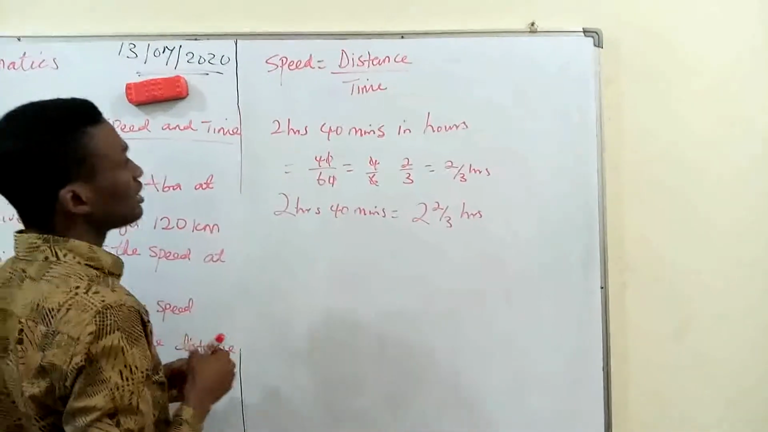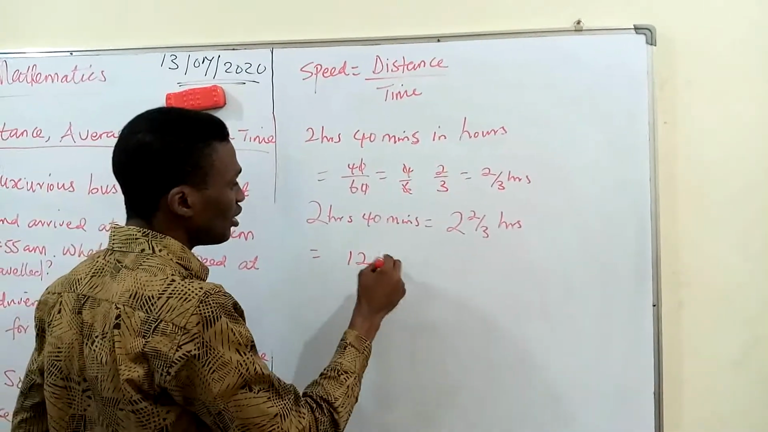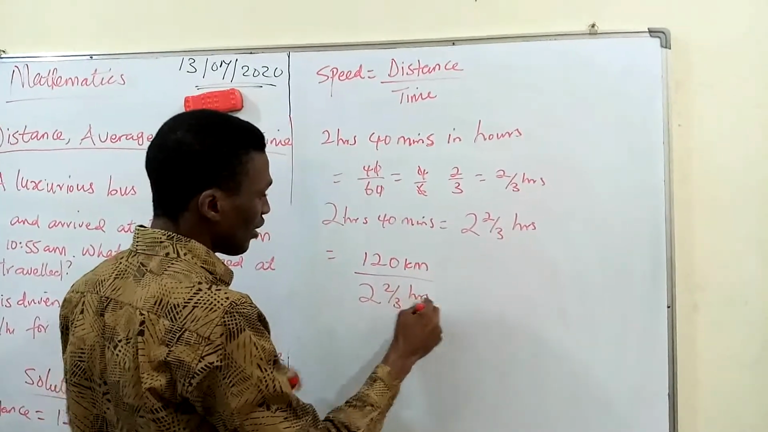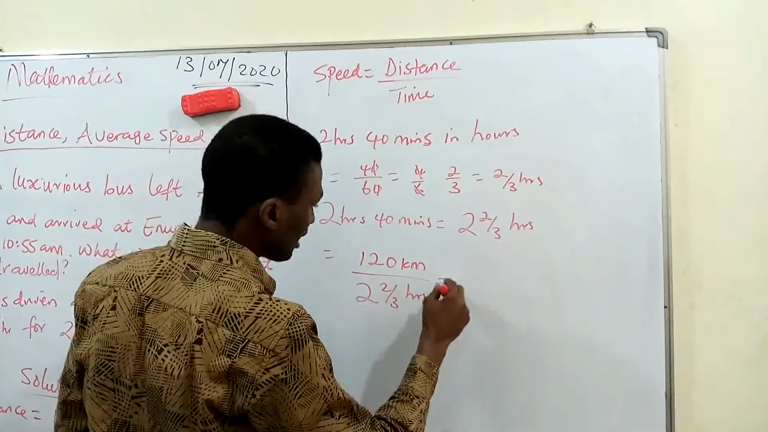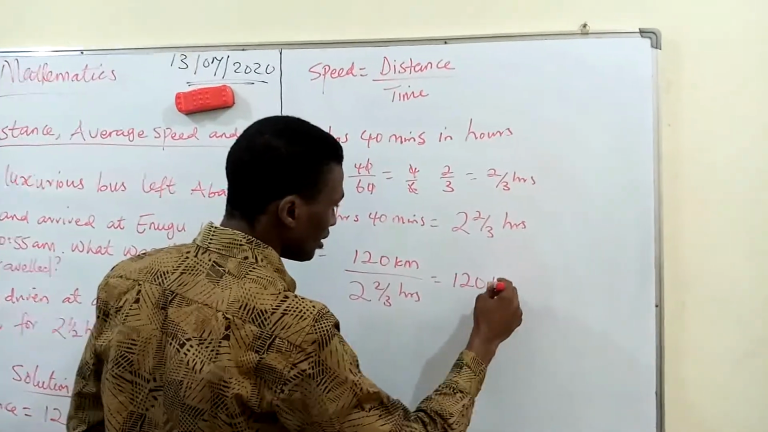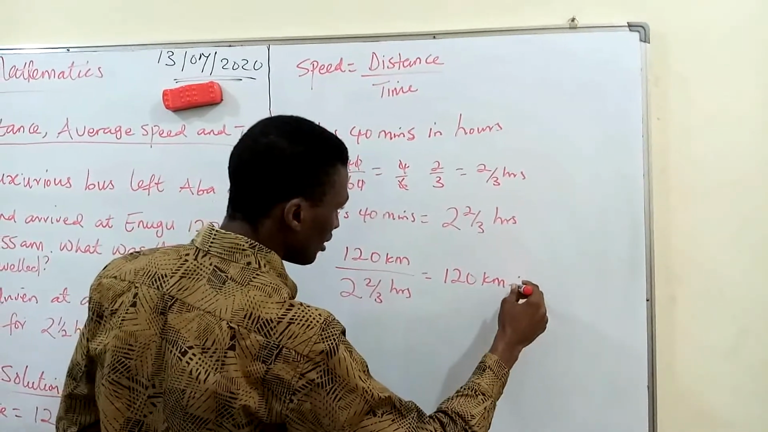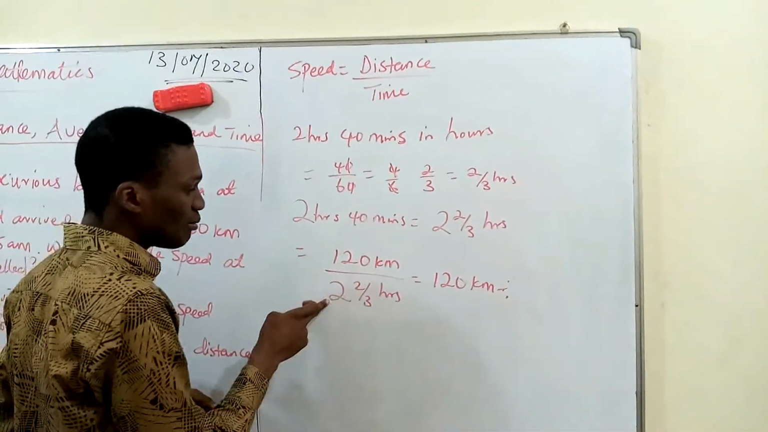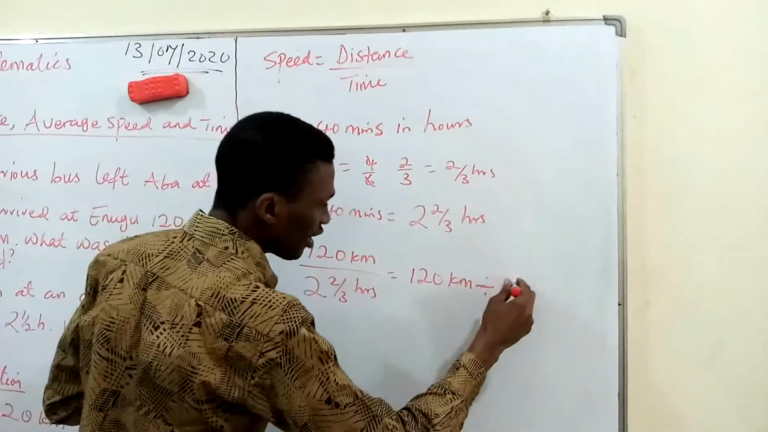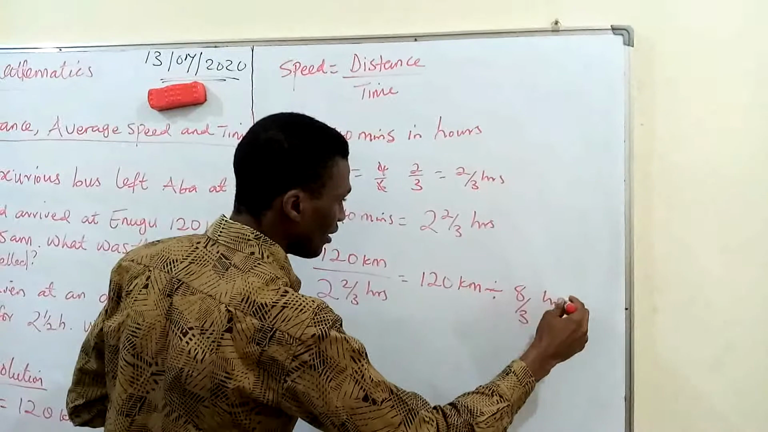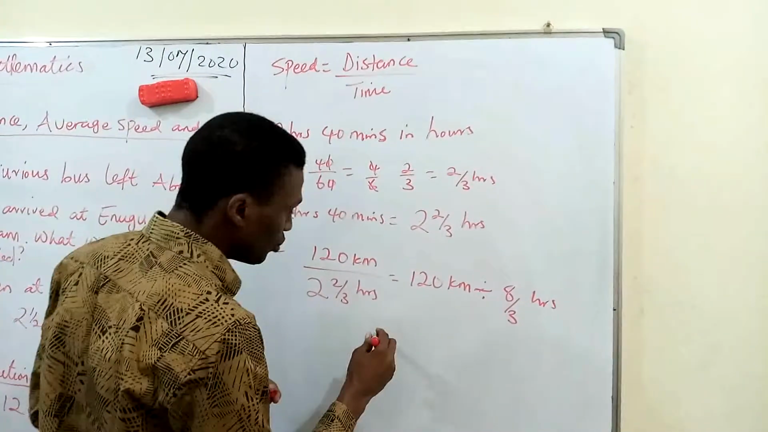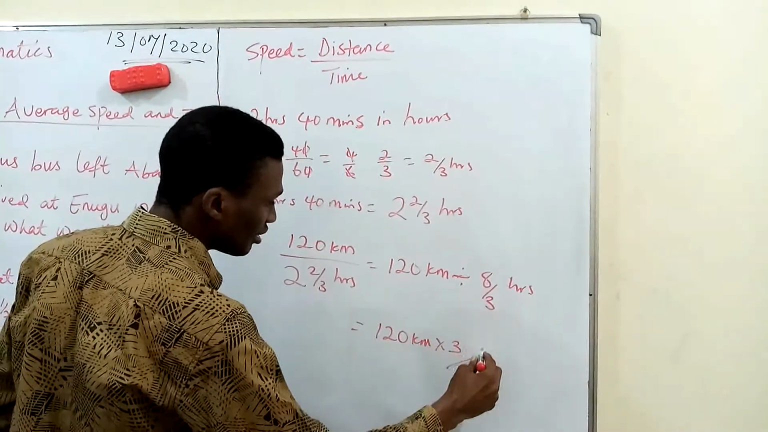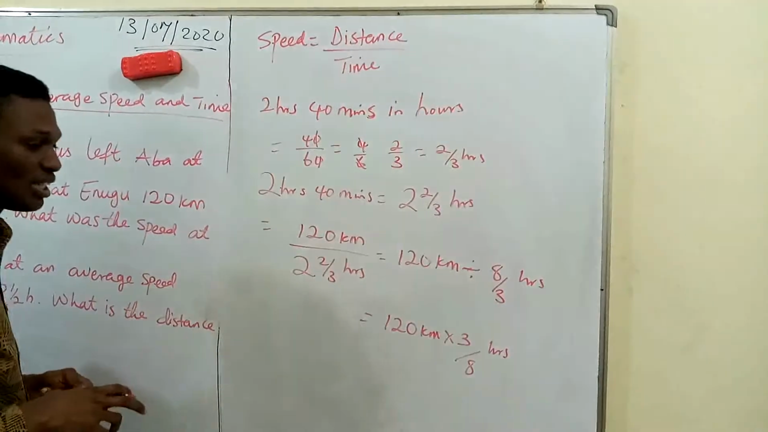Now we apply the formula. Distance we have as 120 kilometers all over our time in hours. So this can be expressed as 120 divided by, we now convert this to an improper fraction. 3 times 2 is 6, plus 2 we have 8. We have divided by 8 all over 3 hours. From here, it will give us 120 kilometers times 3 all over 8.